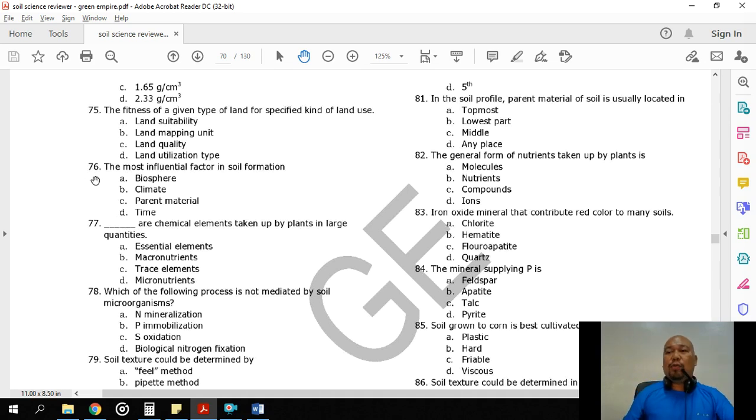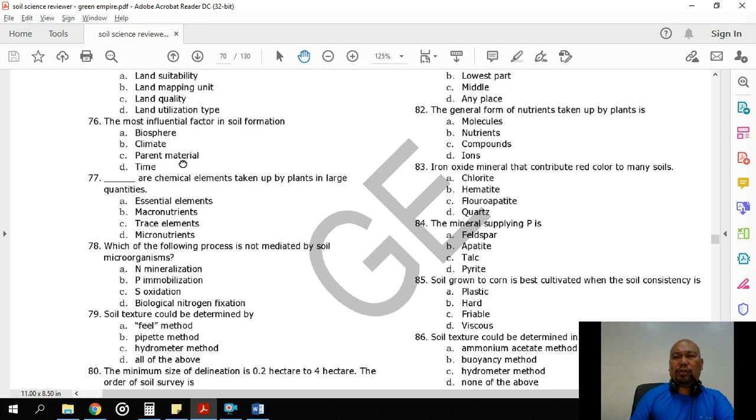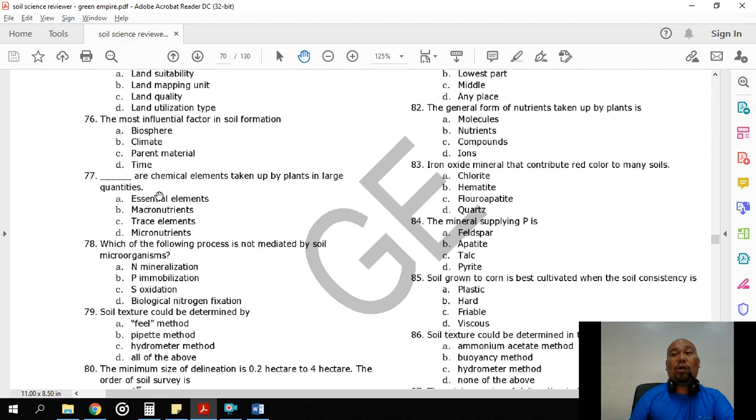Number 76, the most influential factor in soil formation. I don't know, to be honest. But I think it's climate. I'm not sure, to be honest. I'm confused: biosphere? Climate? Parent material? Time? But I would go for climate, okay? So I think the most important or influential factor would be climate. For the option with organisms, maybe it was just mistyped or something. All these are factors of soil formation.